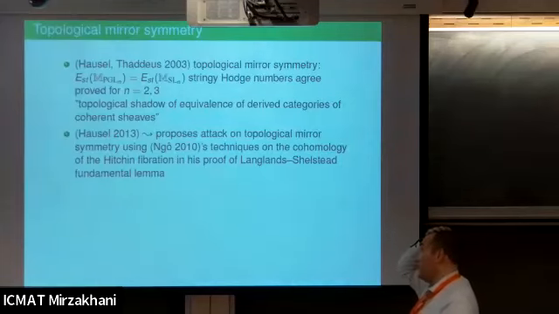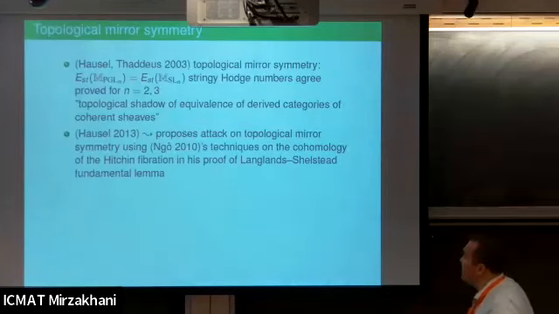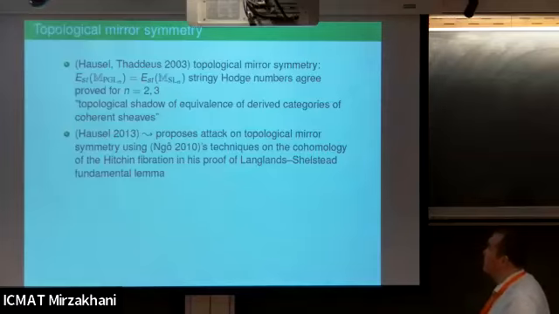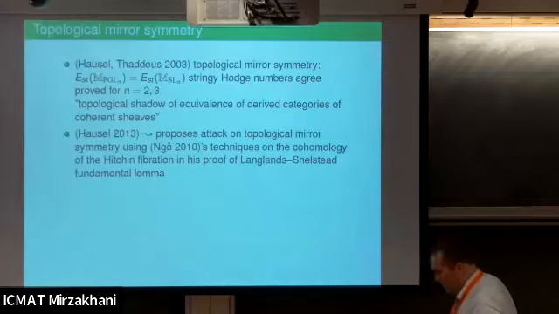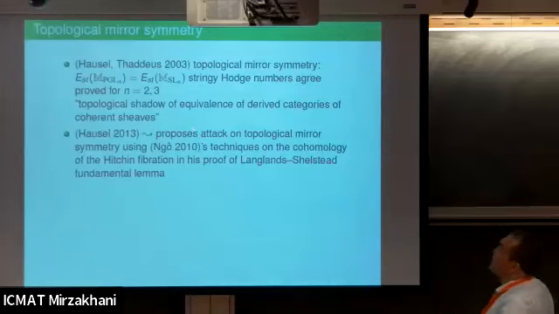Then later I noticed similarities with Ngô Bảo Châu's proof of the Langlands fundamental lemma, where he reformulated some combinatorial statement about orbital integrals in terms of cohomological statements about the cohomology of Hitchin fibers, with this stringy Hodge number business. And I was hoping that one can actually use his techniques to prove this.